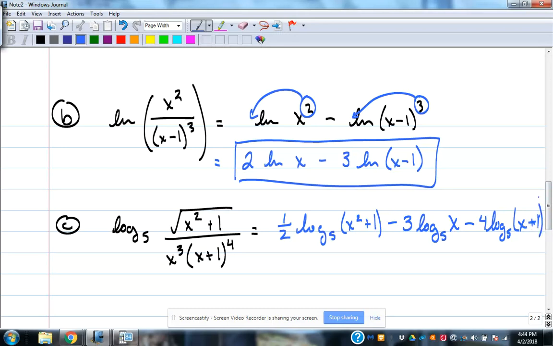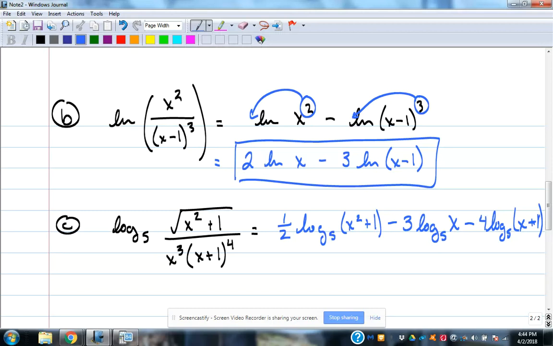Okay. Both of those become minus because they were both in the denominator. That makes sense. They would both be subtracted because they were both in the denominator. The 3 came from the x cubed. The 4 came from the 4th power on the x plus 1. That's expanded as far as you can. Remember, you don't have a rule that lets you split addition. You don't have rules that let you split multiplication, division, or exponents.